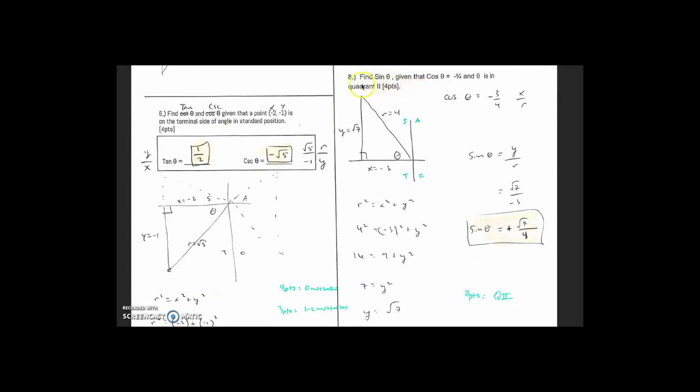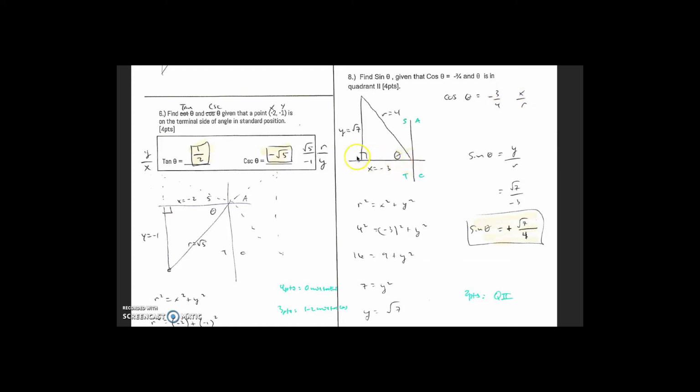Question number 8, last question on the non-calculator side. Find sine given that cosine of theta is negative 3/4 and theta is in quadrant 2. So if you know you're in quadrant 2, cosine of theta is x over r, so one of these has to be negative. Well, you're going to have to discern that x has to be negative because your r value is a distance and it'll always be positive, so x is equal to negative 3.